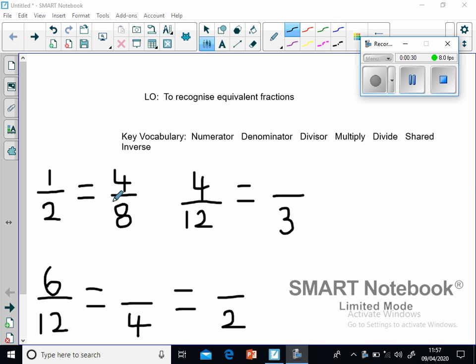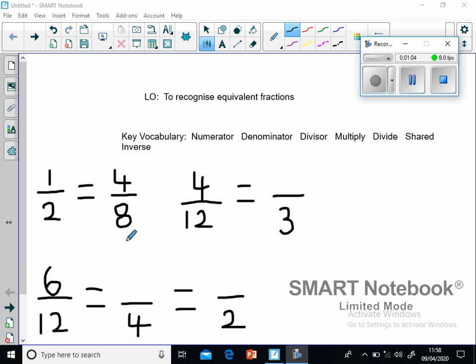Now the numerator is the top number of a fraction, the denominator is the bottom number of a fraction, and the divisor is the number that a number is shared by or divided by. And I will be exploring that with you in a little while. Now, I always remember the denominator at the bottom because I think of D for down, D for denominator.